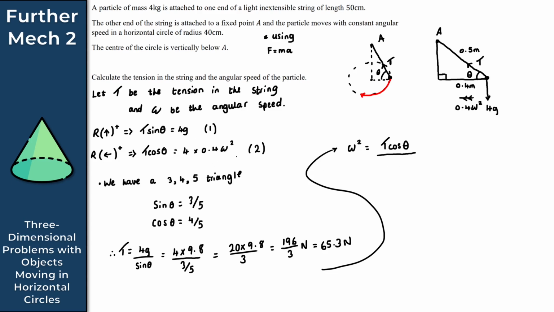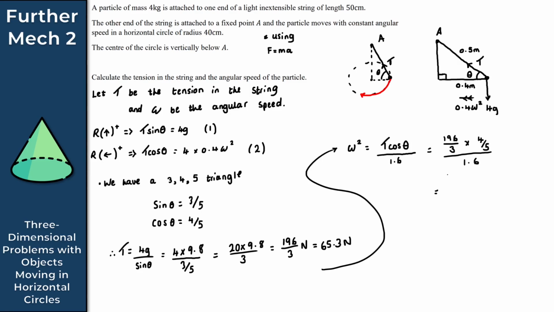So 4 times 0.4 is just 1.6. So I get T cos theta over 1.6. Now cos theta is 4/5, and we also know T, which is 196 over 3. So let's substitute everything into omega squared. For now, I'm going to keep everything in exact form, just to make my life a little easier. So I've got T, which is 196 over 3, times cos theta, which is 4/5, and that's all over 1.6.